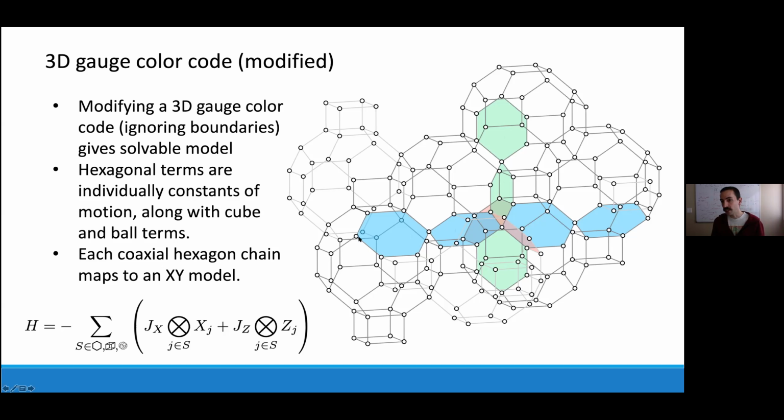It's an XY chain going coaxial through this lattice in each of the 3 cardinal directions. But the chains themselves all mutually commute with each other. So what this means is that this complicated looking 3D model actually splits into a bunch of distinct XY models, one for each of these coaxial chains of hexagon spin operators. And you can then solve this model exactly by mapping to disconnected XY chains.